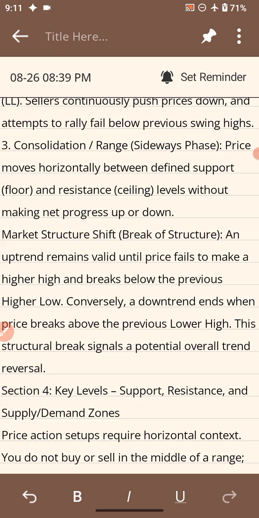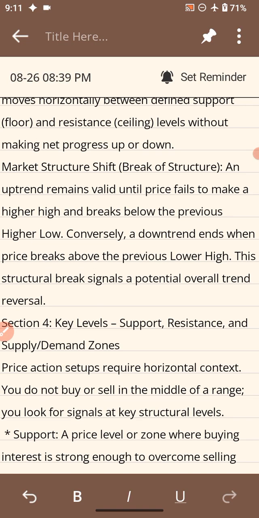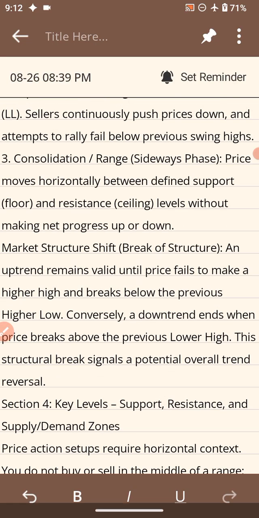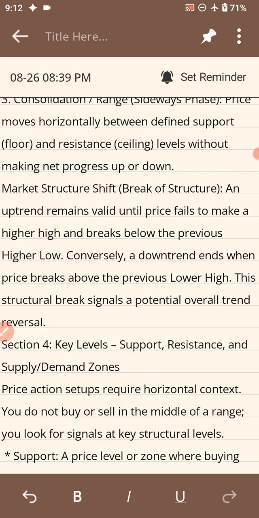Market structure shift, break of structure. An uptrend remains valid until price fails to make a higher high and breaks below the previous higher low. Conversely, a downtrend ends when price breaks above the previous lower high. This structural break signals a potential overall trend reversal. So let me show you this in the market right now. Let me show you a ranging market in the market right now.